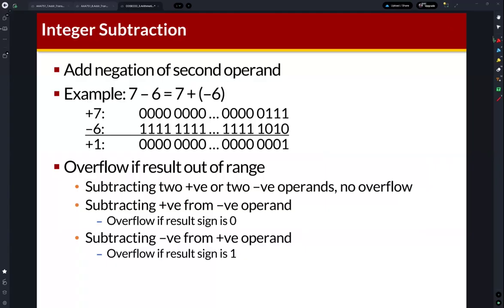7 minus 6 is equivalent to 7 plus minus 6. So actually, we can negate. In order to perform the subtraction, we first negate the second operand, and then we can perform addition.